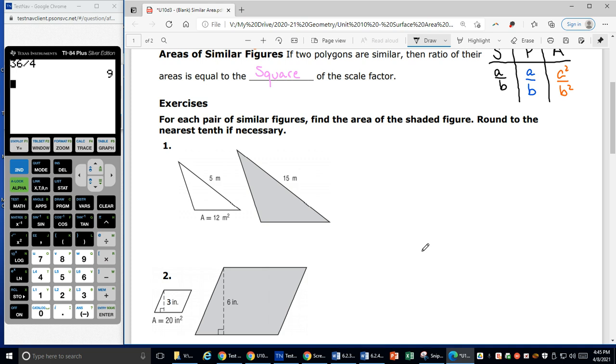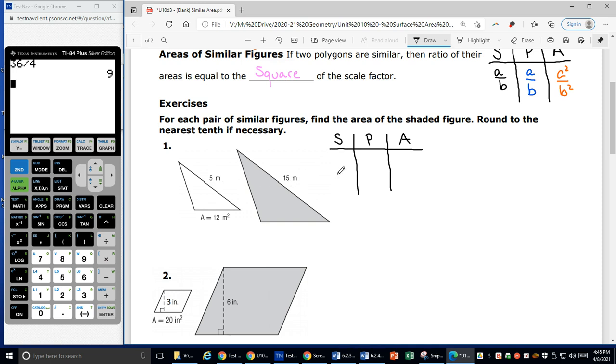Number 1 says, for each pair of similar figures, find the area of the shaded figure, round to the nearest tenth. So I'm going to first do exactly what I said I was going to do. I'm going to create a SPA table. Now, I told you that S stands for scale factor, P stands for perimeter, and A stands for area, and I'm immediately going to tell you that I use them differently. When I see S, I do think scale factor, but I also think the scale factor is found by looking at the ratio of the sides. So when I look at this problem, I can think of comparing the sides under S.